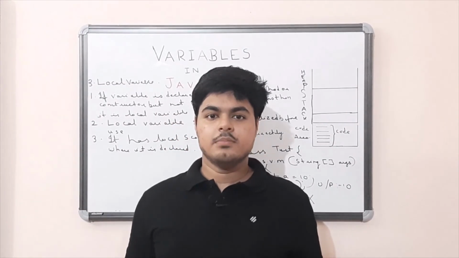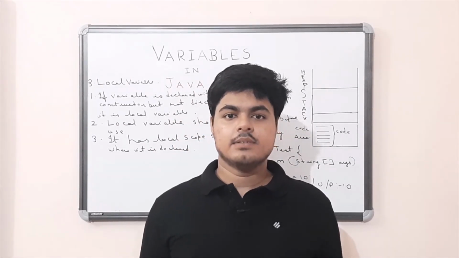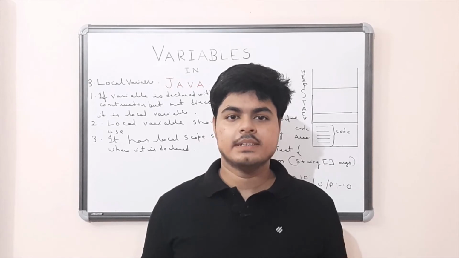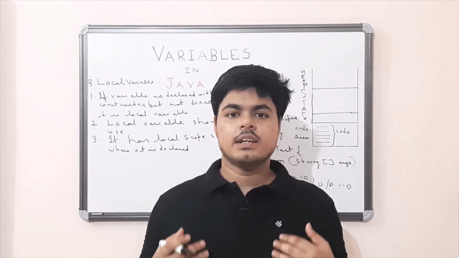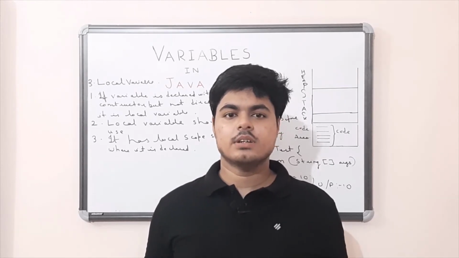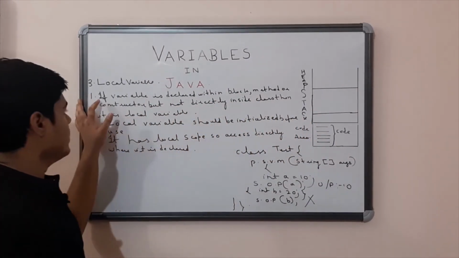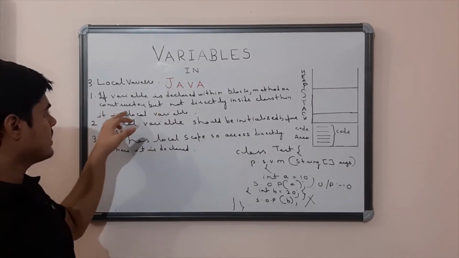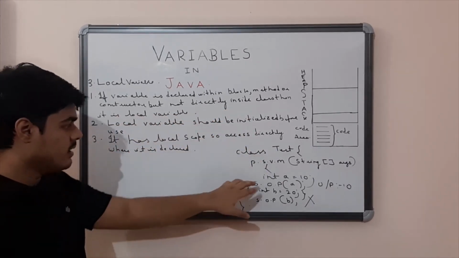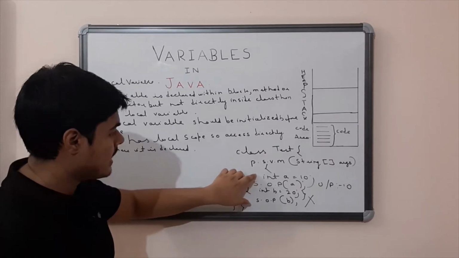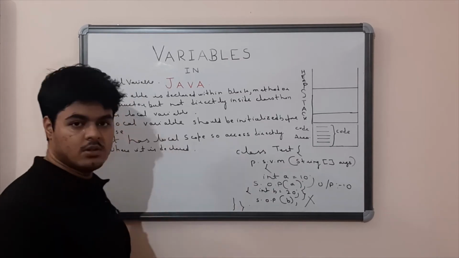Now the third type of variable is the local variable. If a variable is declared inside a block or a constructor or a method in Java, then it is generally considered a local variable. The memory for a local variable is allocated inside the stack. If a variable is declared within a method, constructor or block, but not directly inside the class, then it is a local variable. Thus int a equals to 10, declared inside the main method but not directly inside the class, is a local variable.